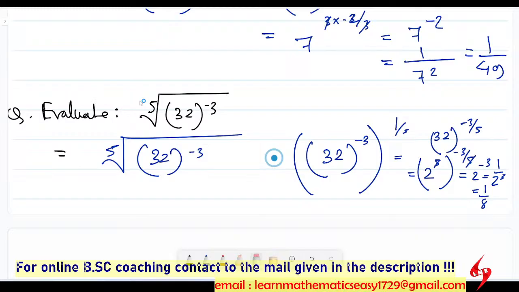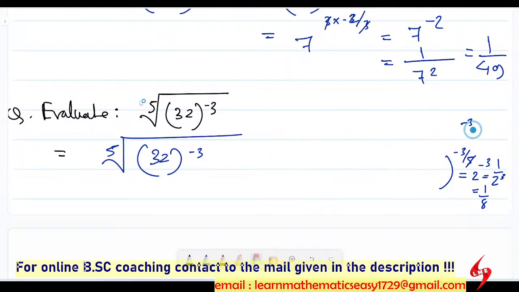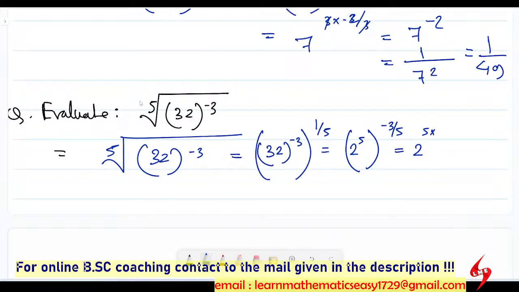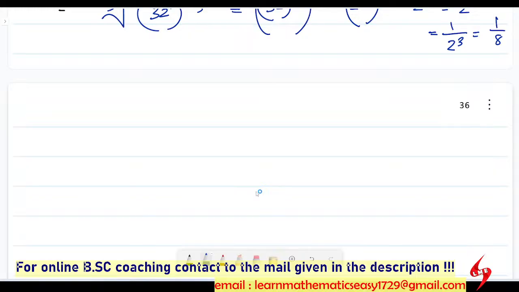Okay, I am shifting this whole process here, like this. 32 means 2 to the power 5. So here 5 will be cancelled out after this multiplication. So 2 to the power minus 3, that means 1 by 2 cube. The number will be 1/8. Okay.